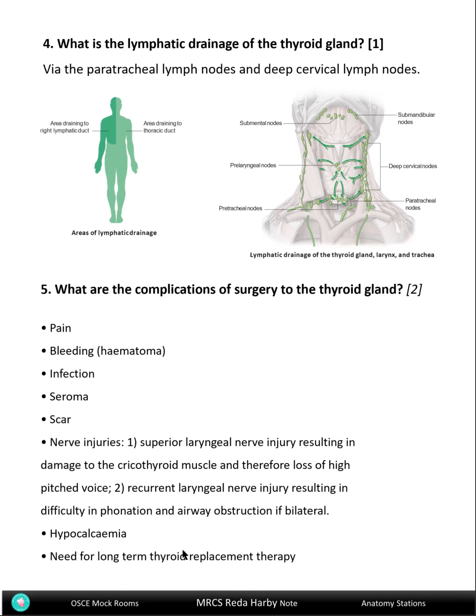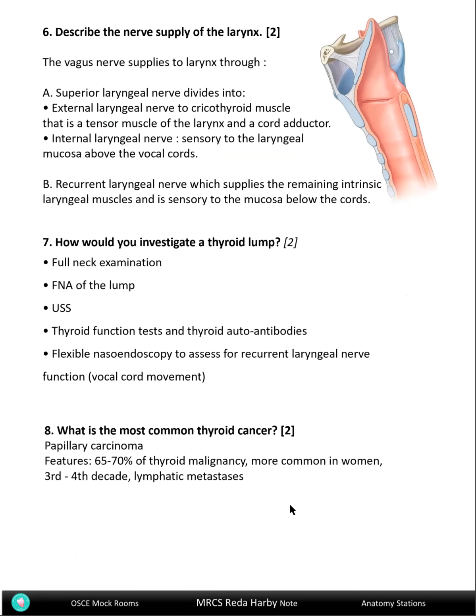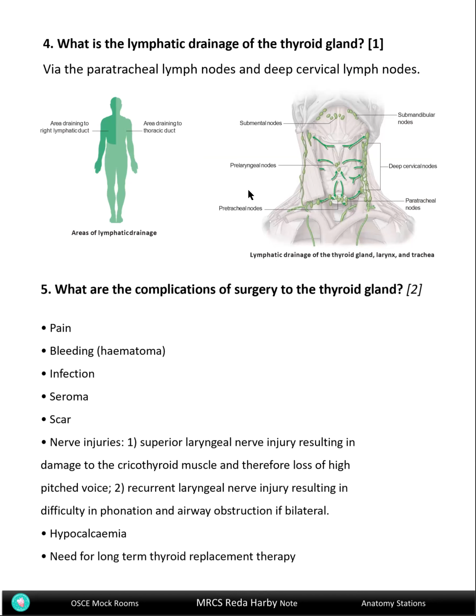Hypocalcemia and need for long-term thyroid replacement therapy if it is total thyroidectomy. What is the nerve supply of the larynx? Larynx is supplied by two nerves, superior laryngeal nerve and recurrent laryngeal nerve. They are both branches of the vagus.